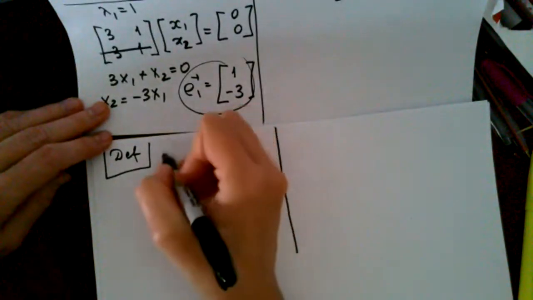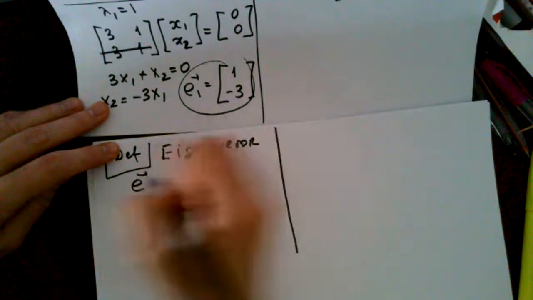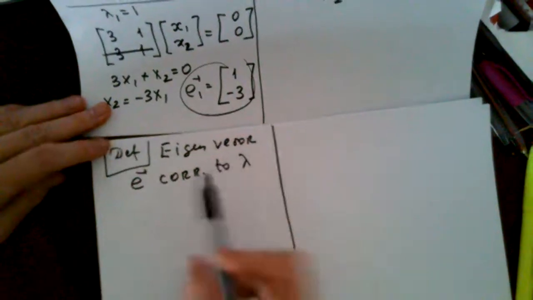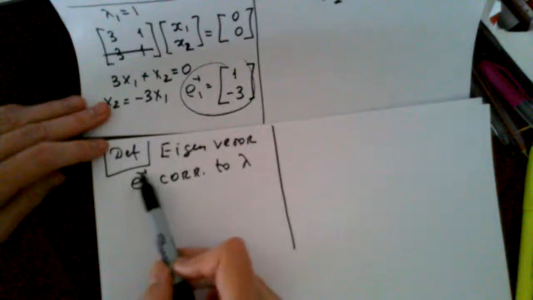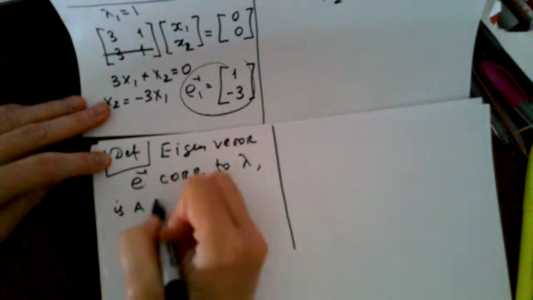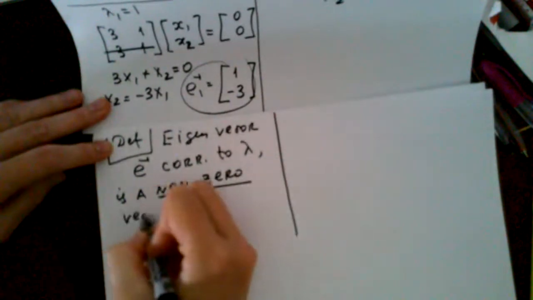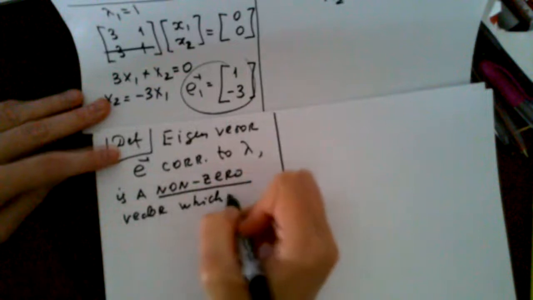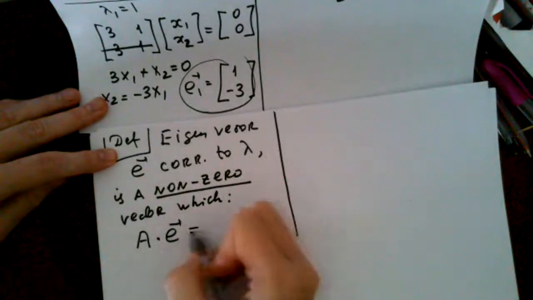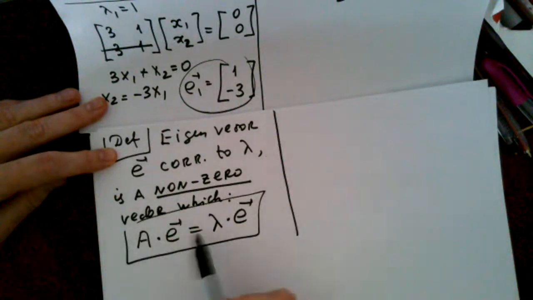Okay, so what is the definition of eigenvector? Eigenvector E corresponding to eigenvalue lambda is a non-zero vector, by the way, a non-zero vector in the first place, which satisfies the following equation: A times this vector, where A is our initial matrix, is equal to lambda, our current lambda, times this vector. So this gives the idea of how you can check your result.